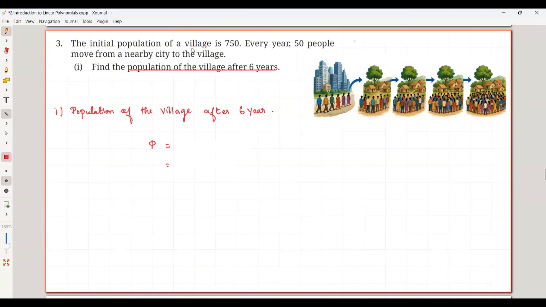P is equal to the initial population of the village, 750, which is given. Every year 50 people are added to the village, so it's addition: 750 plus 50 times 6 years. 5 6s are 30, so 300. 750 plus 300 gives 1050. After 6 years, 1050 people are in the village.